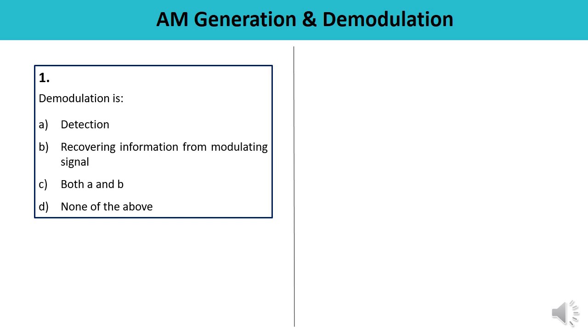First question is demodulation is. Read out all the options carefully. The options are detection, recovering information from modulating signal, both A and B, and none of the above. So demodulation is detection and recovering the information from modulating signal. It means the correct option is C.